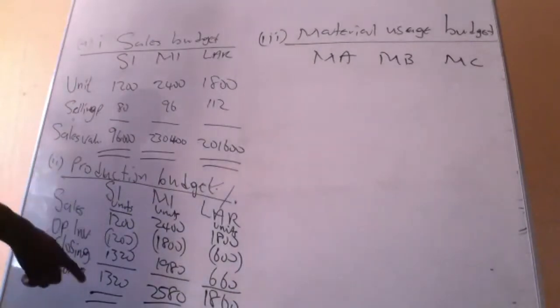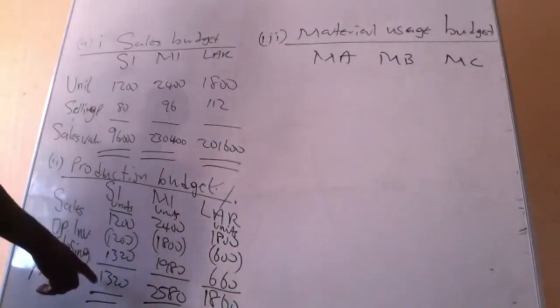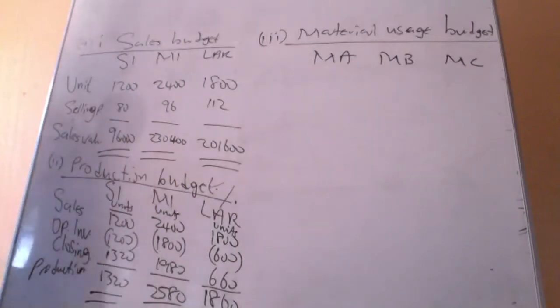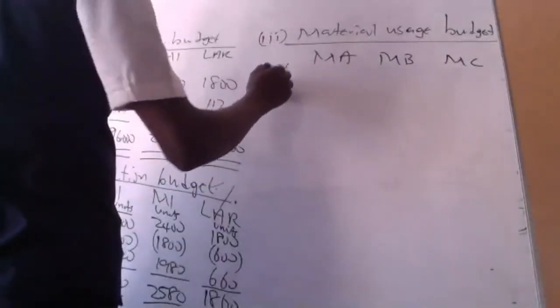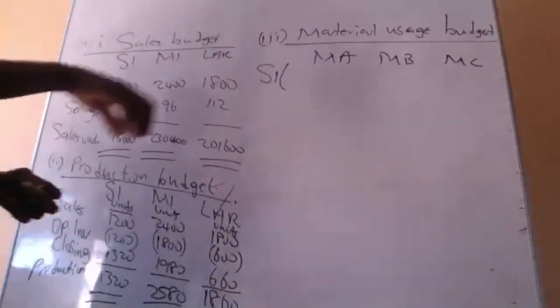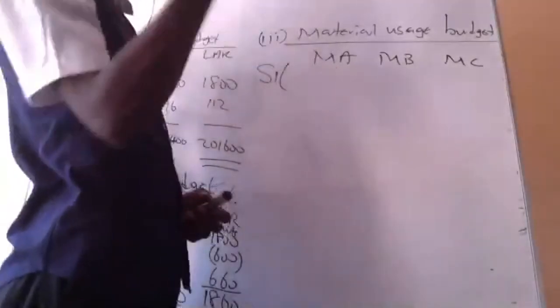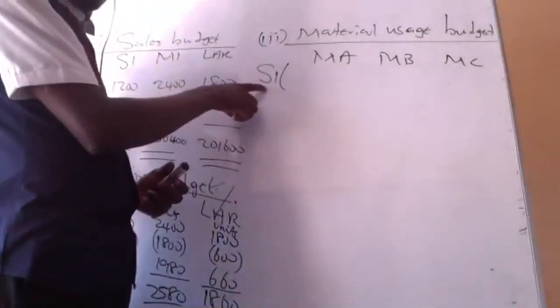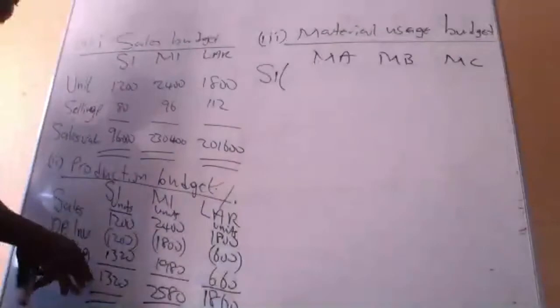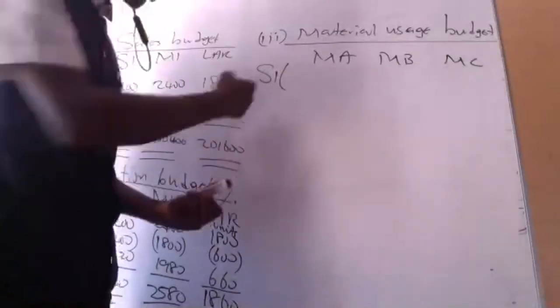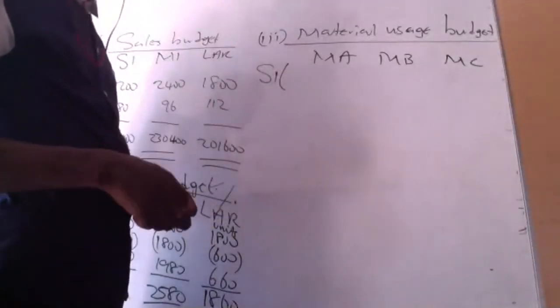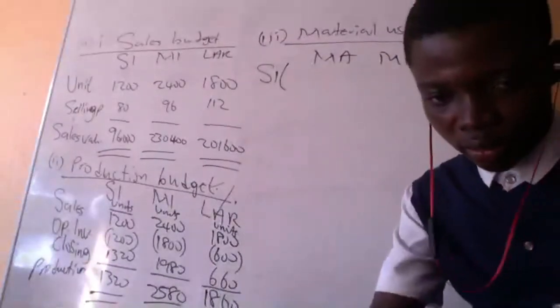Now, if we take SI, how many units should we produce? 1,320. Good. So for SI, we need 1,320. The question is, how many kg of MA material do we need to produce a unit of SI? If we want to produce a unit of SI, how many kgs of MA do we need to mix? 5. Yes, it's 5.